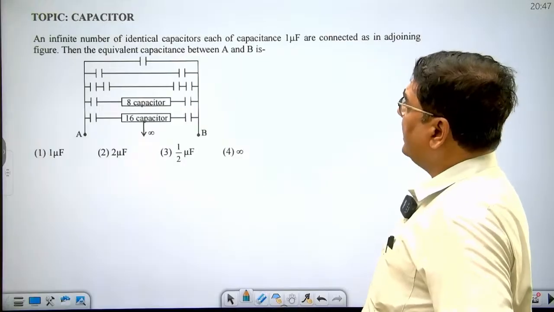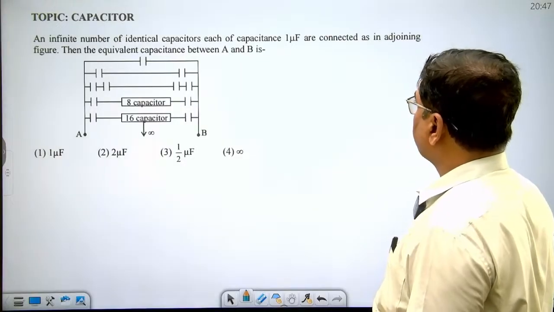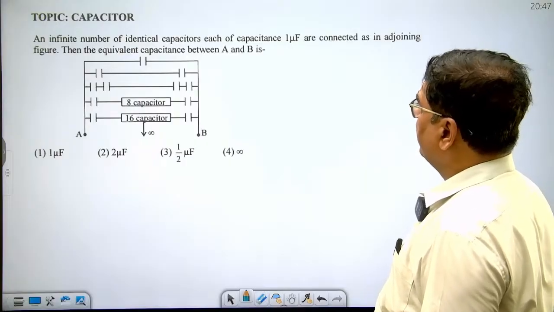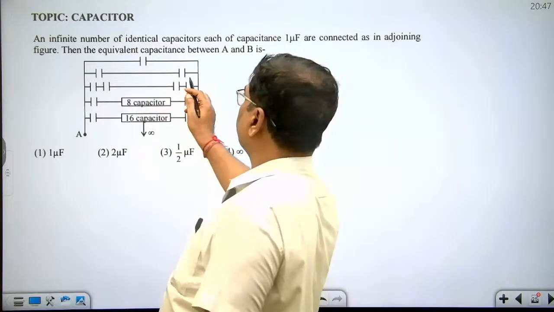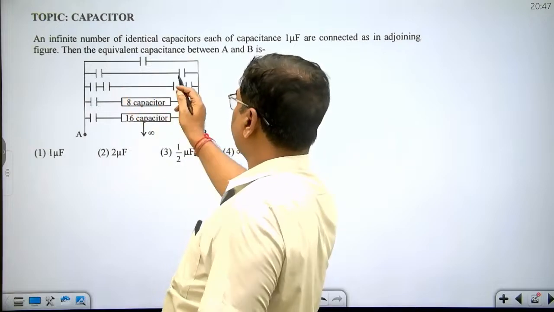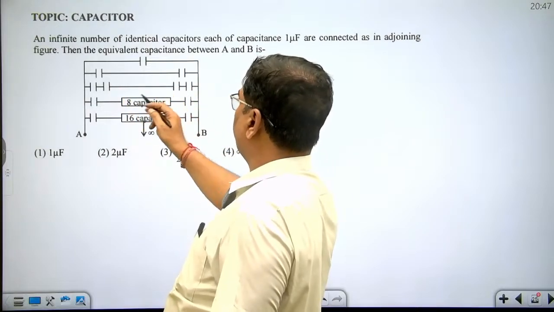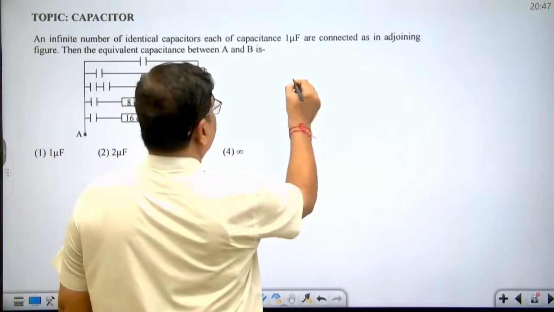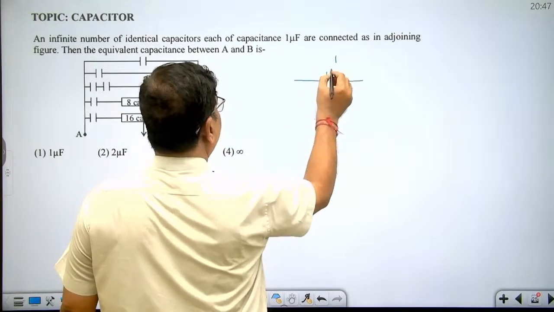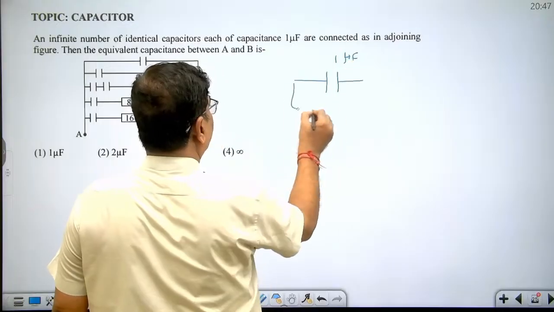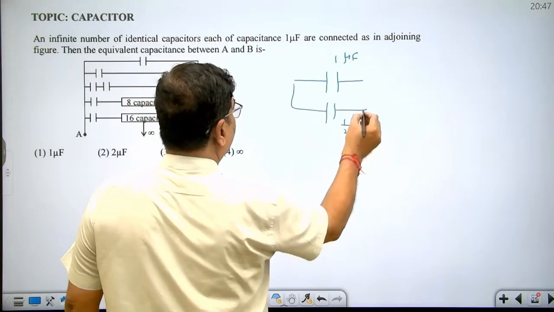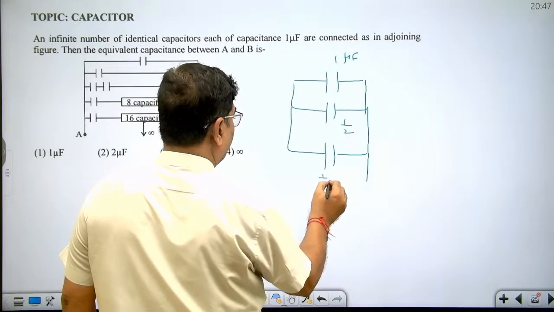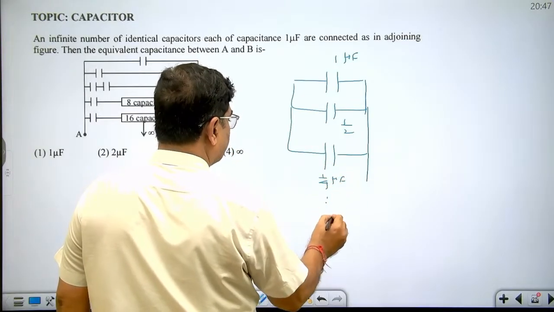Now, an infinite number of identical capacitors, each of capacitance 1 microfarad, are connected as in the adjoining figure. Find the equivalent capacitance between A and B. Now you can see here 2 capacitors of 1 microfarad in series means 1 by 2. 4 capacitors means 1 by 4. 8 capacitors means 1 by 8. 16 capacitors means 1 by 16. So this is 1 microfarad, this is 1 by 2 microfarad, and this is 1 by 4 microfarad. And in a very similar way, infinite.